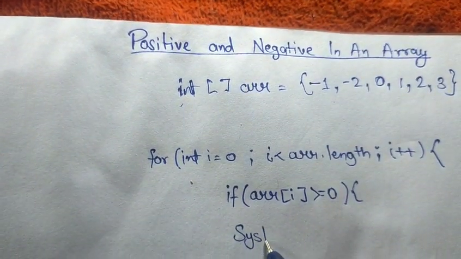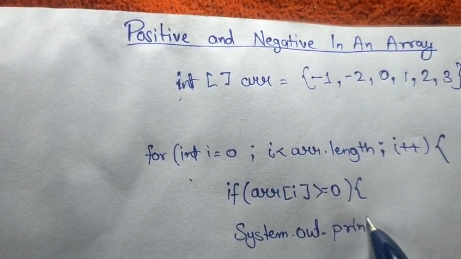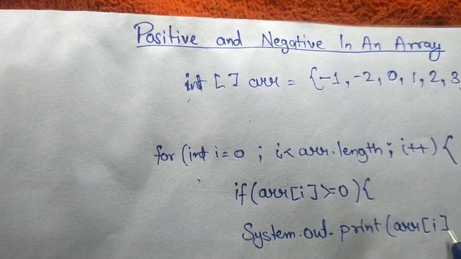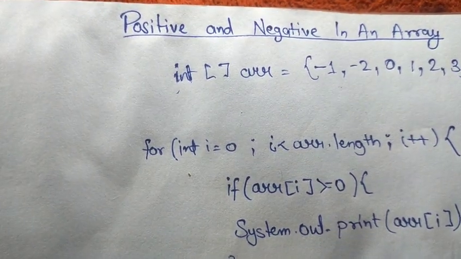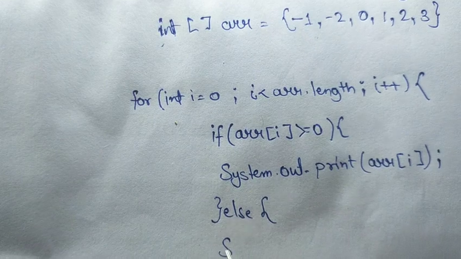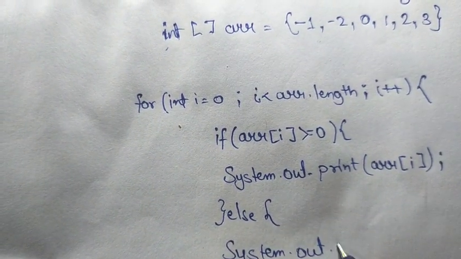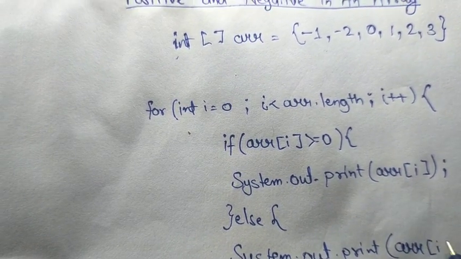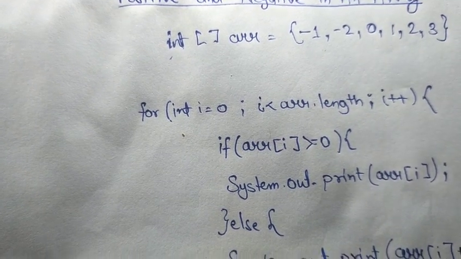System.out.print arr of i. Okay, we are printing that particular index number. After that, in the else condition we simply print System.out.print arr of i plus "is negative number".